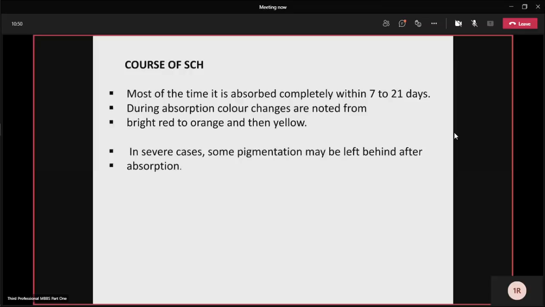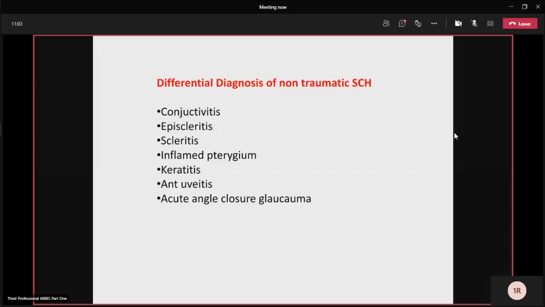So till now we have discussed the causes, clinical features, signs, symptoms, and the course. In the exam we may be asked about the differential diagnoses. If we see an obvious case of traumatic subconjunctival hemorrhage with a history, then it is obviously traumatic. But if there is no history of trauma, then we have to look for the many associated causes discussed, and find whether this can be conjunctivitis, episcleritis, scleritis, an inflamed pterygium, keratitis, anterior uveitis, or acute angle closure glaucoma, etc.